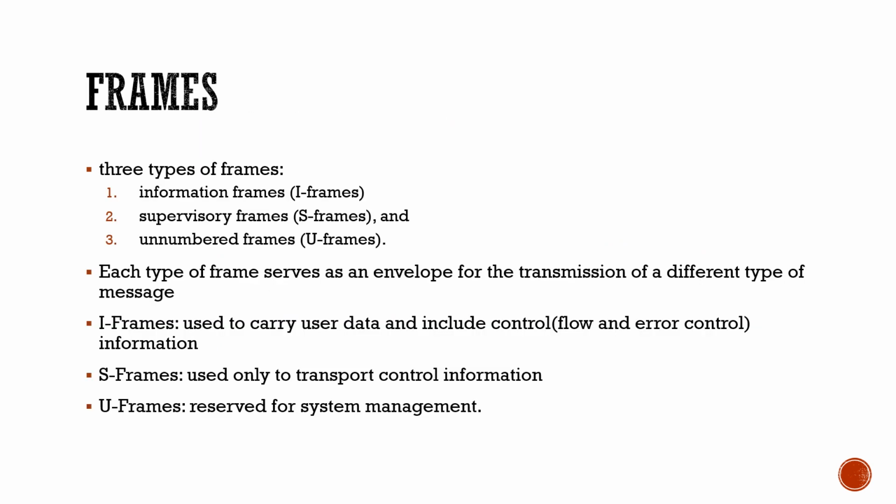So, frame. One of the important factors in the data link layer is going to be frames. Frames are the form in which we send the data in the data link layer. Here we have three types of frames. One is the information frame, which we call I frames, the other one is the supervisory frame, which we call S frames, and the third one is the unnumbered frame, which we call U frames. So these are the three different types of frames which we use in HDLC.